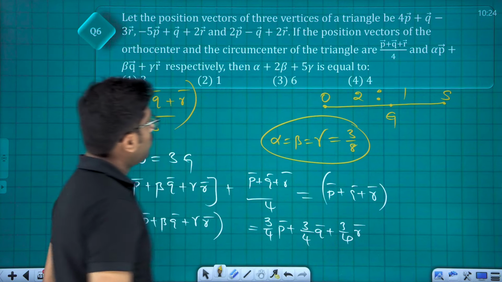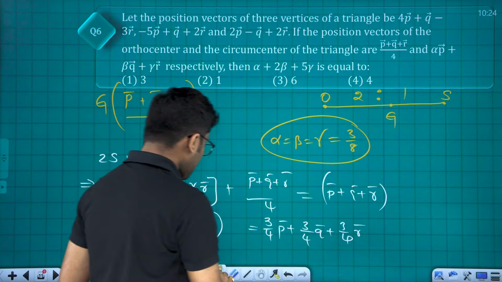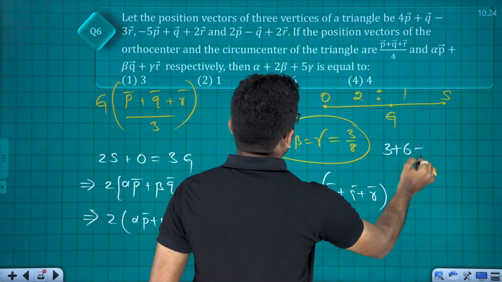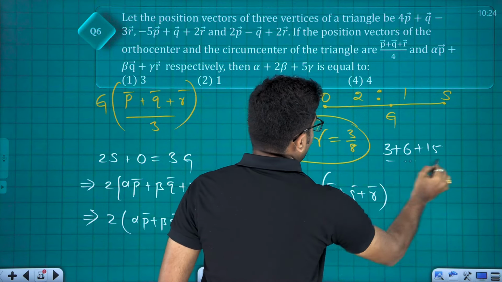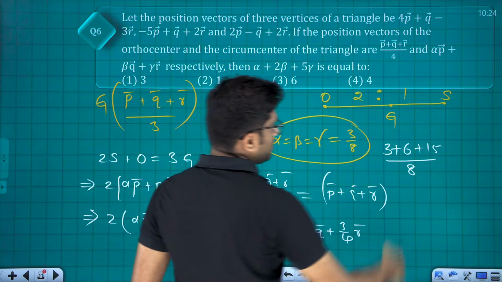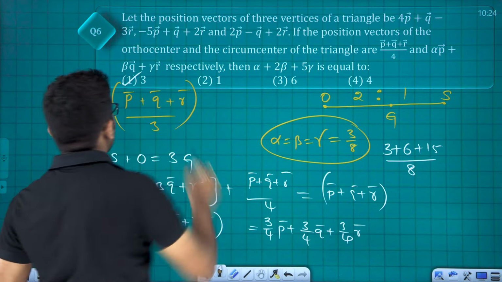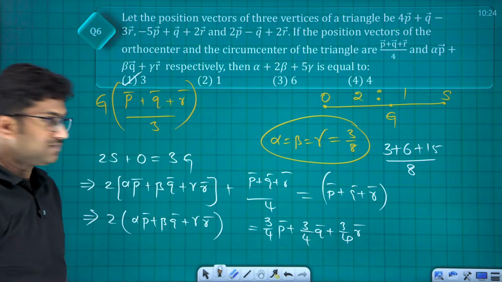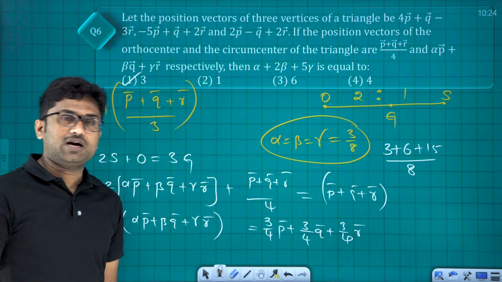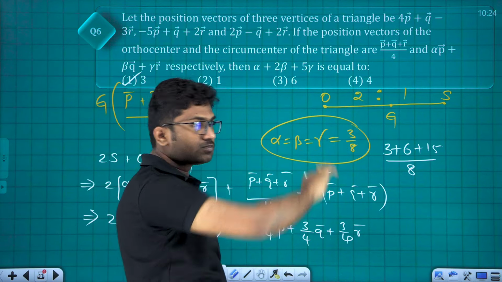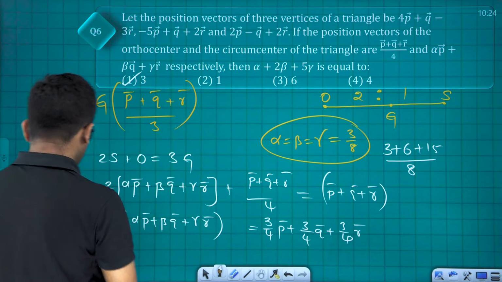That's it. Now what is it asking us to find? Alpha plus 2 beta. So 3 plus 6 plus 15 divided by 8. 15 plus 3, 24 by 8, which is 3. Answer is option 1, which is 3, friends. Clear? See, getting the value of alpha, beta, gamma is simple, and this is the most important problem solving step. G divides OS in the ratio 2:1.